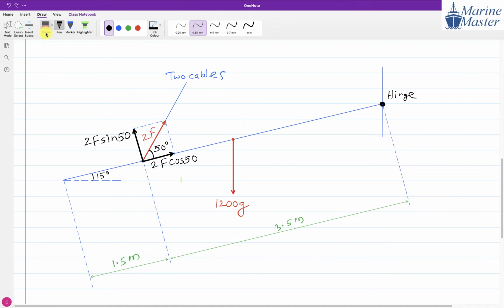And for 2f sin 50, we get a directly perpendicular distance of 3.5 meters. So see how making components makes things easy. Because if you take a moment about the hinge using 2f directly, you have to draw one perpendicular line, and things will become very difficult.